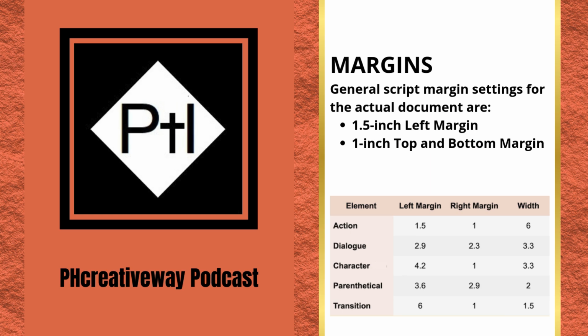And last but not least, I would only like to mention that the general script margin setting for the actual document is 1.5 inch left margin and 1 inch top and bottom margin. So in the table, you can see all the margins that we already mentioned during this presentation.